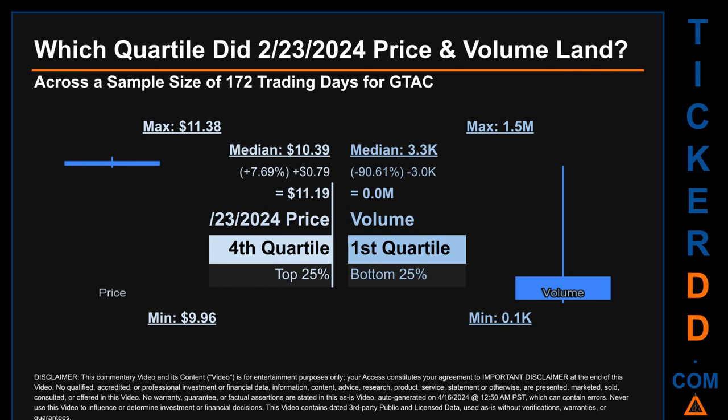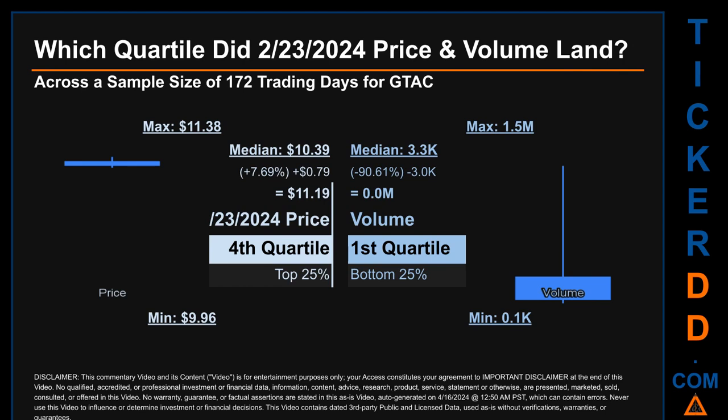The day's volume landed within the first quartile, at the bottom 25% of all sampled daily volume, which saw a max daily volume of 1.5 million and a minimum of 0.1 thousand. Quartiles tell us about the spread of a data set by breaking that data set into quarters, just like how the median breaks the set into half.